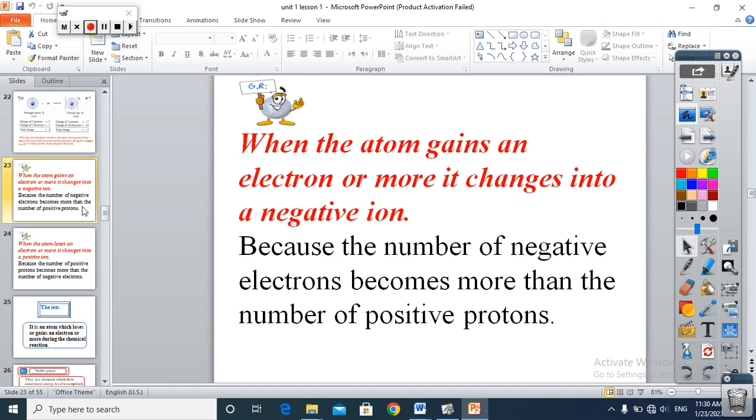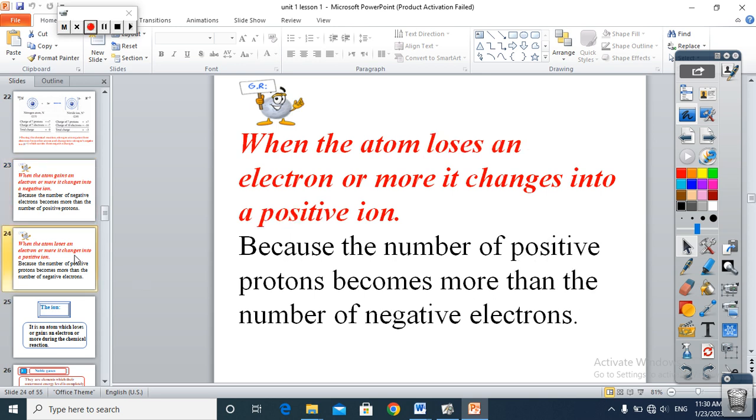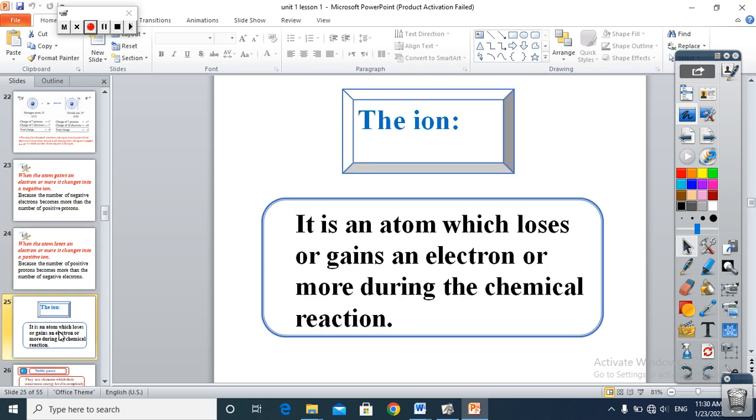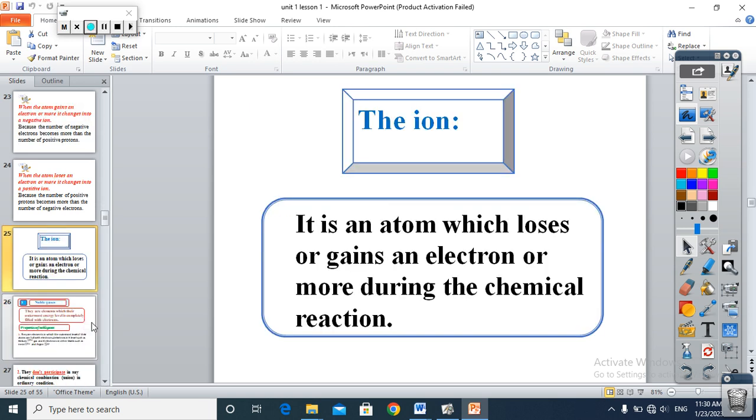When the atom gains an electron or more, it changes into a negative ion because the number of negative electrons becomes more than the number of positive protons. But when the atom loses an electron or more, it changes into a positive ion because the number of positive protons becomes more than the number of negative electrons. What is meant by the ion? It is an atom which loses or gains an electron or more during the chemical reaction.